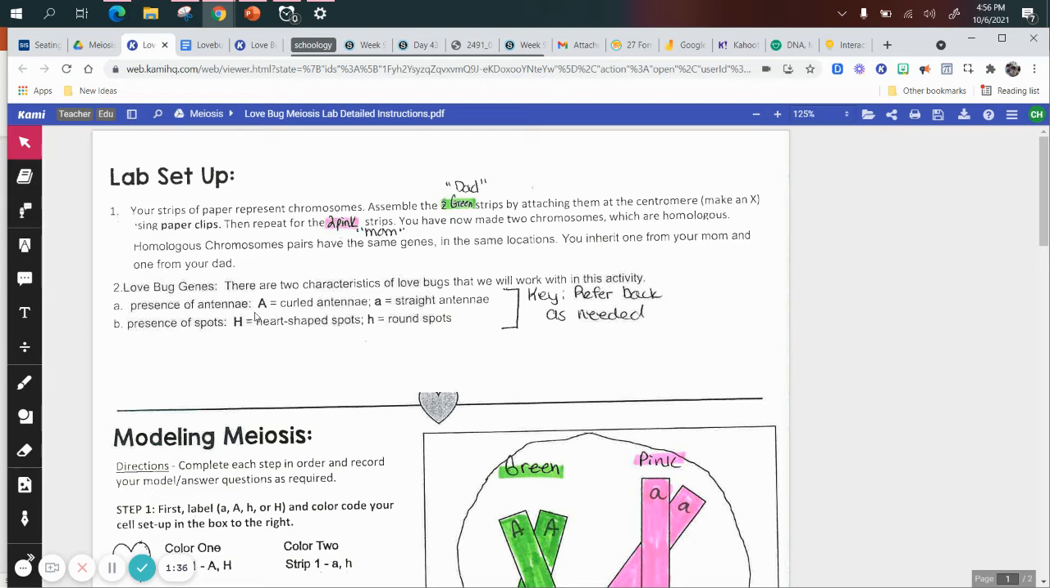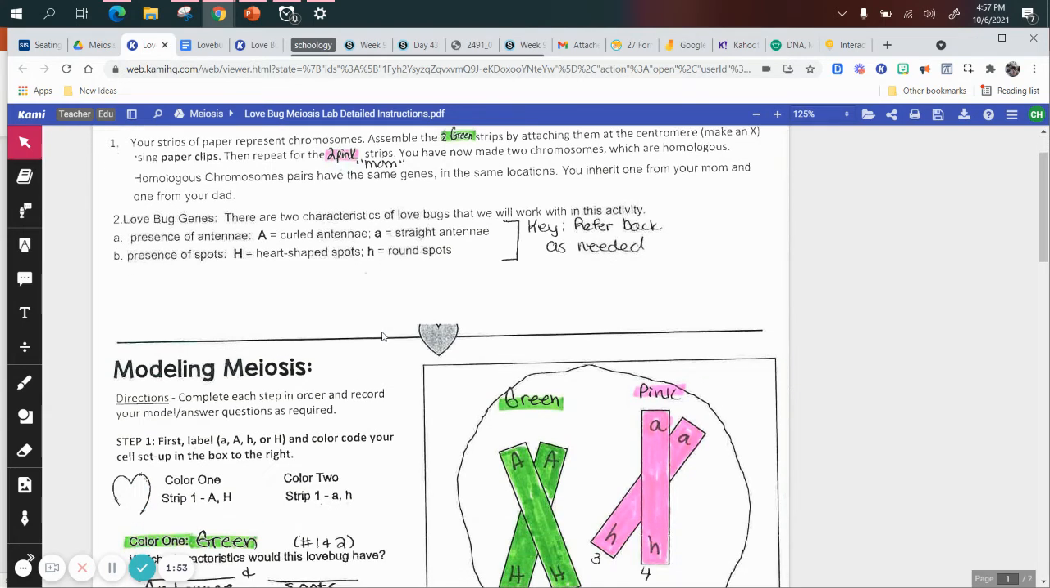But you also notice some letters here. So capitals represent dominance. Lowercase represents recessive. So capital A, curled antennae, dominates straight antennae. Heart-shaped spots dominate round spots.